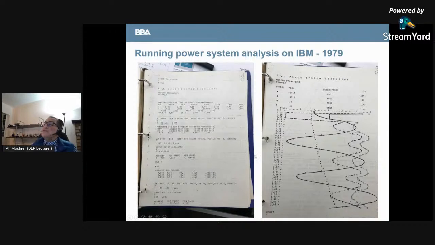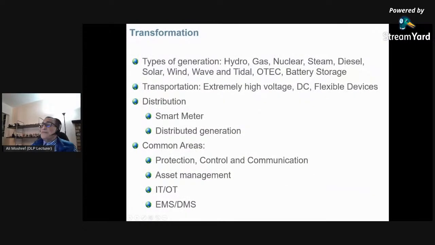We didn't have a screen. Okay, so we are running a fault and looking at the swing angle here. So you can see this is from my notes, and I took a picture because I kept some of these. So how things have changed, right?